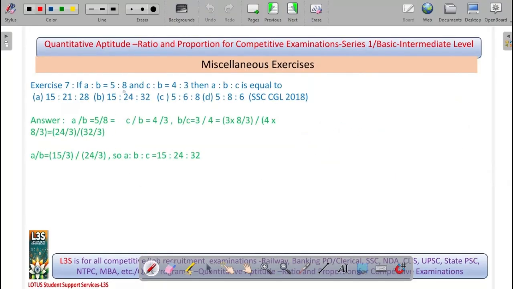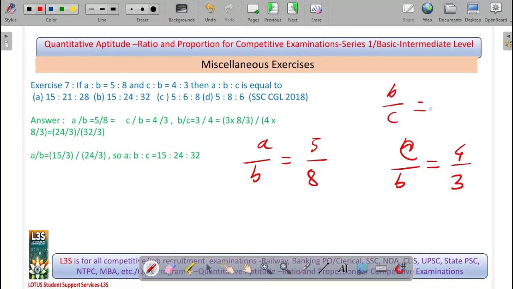If A is to B is equal to 5 is to 8, C is to B is equal to 4 is to 3, then A:B:C equal to how much? So another similar kind of example we have done before. A by B is equal to 5 is to 8, and C by B is equal to 4 by 3. So first we will change this one because we'll make it B is to C. So B is to C, we can write 3 by 4.